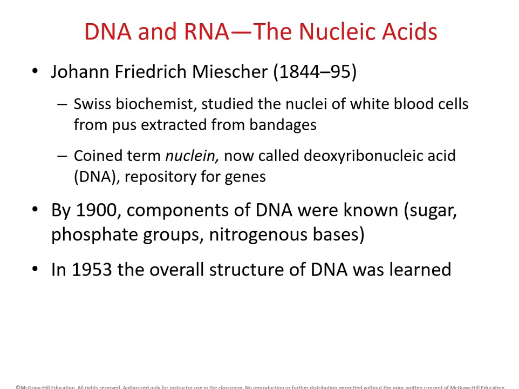By the early 1900s, we knew the components of DNA. We knew DNA was made of a sugar, a phosphate group, and a nitrogenous or nitrogen-containing base. But we didn't know what DNA was used for. We had no idea what role it played in the body. Then, in 1953, with Watson and Crick and their stealing of Rosalind Franklin's work, we knew the structure of DNA and also that DNA was the molecule of inheritance.